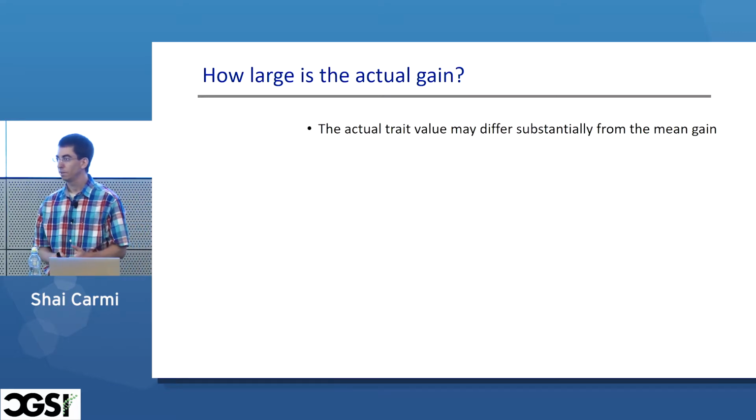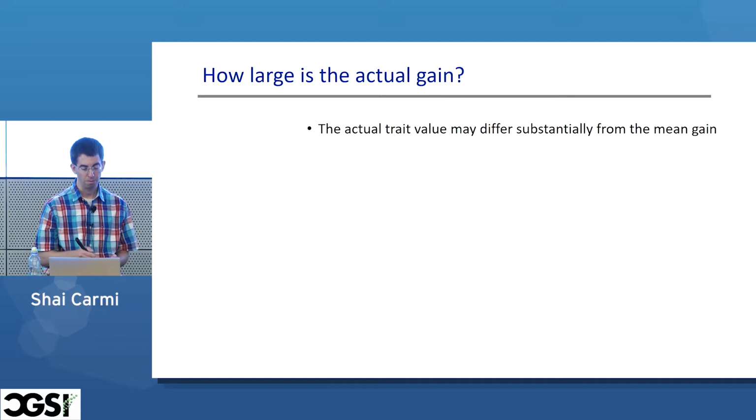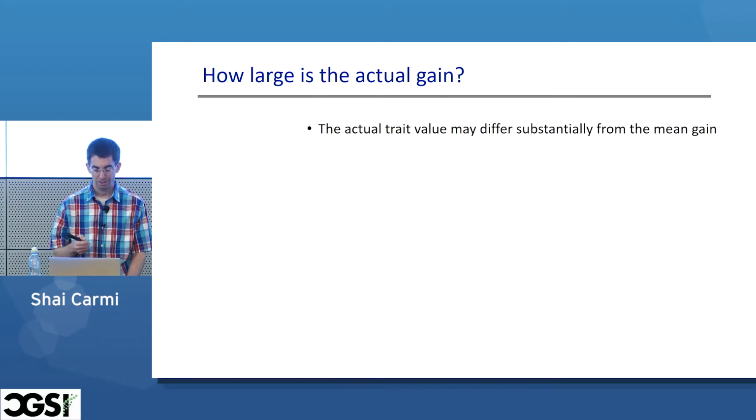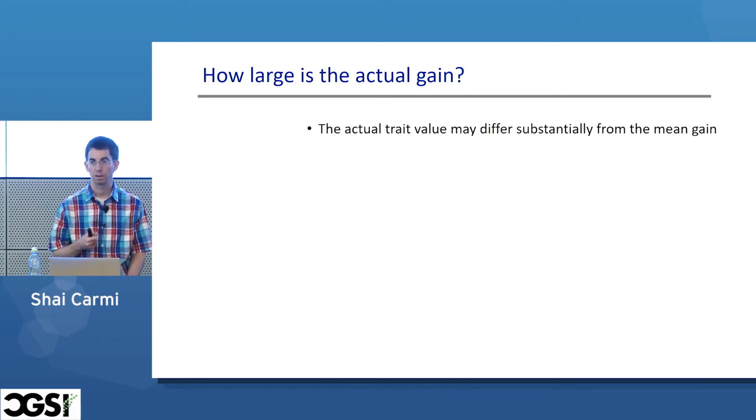But maybe this sounds like quite a lot, like 6 IQ points. We have to remember, and this goes back to your question, I hope it will be answered in this slide, that there is a lot of variance left. The mean gain is just the average polygenic score of the best embryo. But what is it telling us about the actual trait value? What is it telling us about the actual height of that embryo when it becomes an adult?